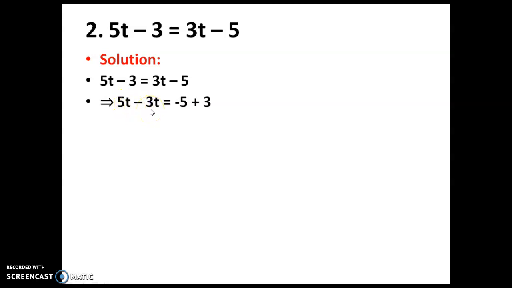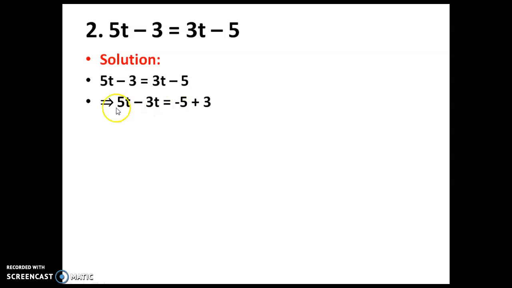Then on the LHS we have minus 3. We are going to take this to the other side of equal to. Why are we doing that? Because we have to bring t to one side of equal to and all other constants to the other side. Then only we can solve the equation. So here it is minus, and when it goes to that side, it will go as plus.